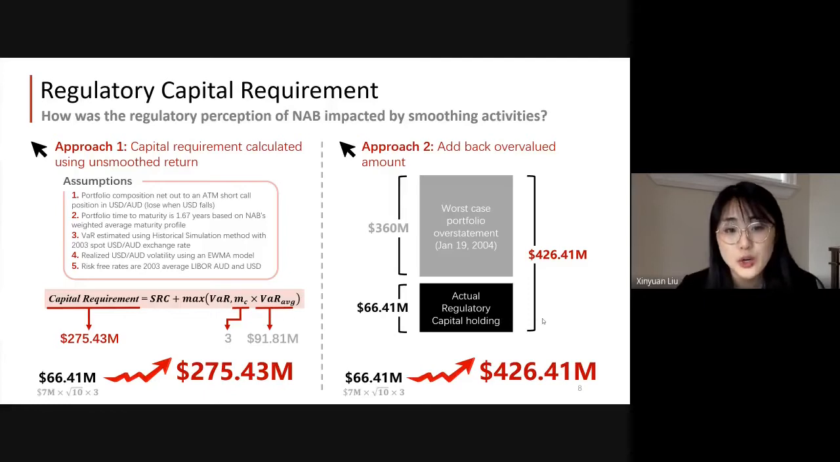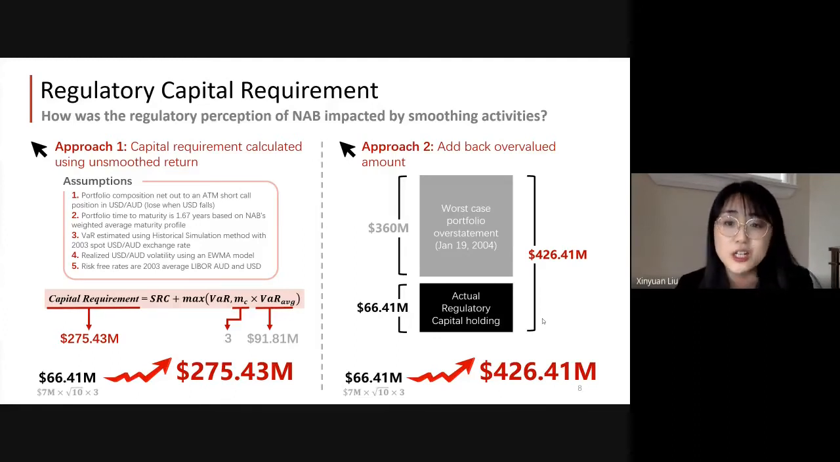However, going forward, regulators are likely to be even more conservative in the period following this scandal. Therefore, we came up with the second approach, representing one possible scenario that regulators may require NAB to add back the entirety of the overstatement in their currency option portfolio.